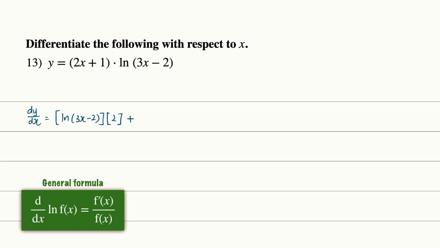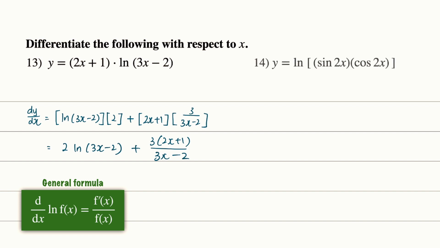Alright, so product rule starts with the letter P, so we're going to put a plus sign over here. Keep the first part, which is 2x plus 1, and differentiate the second part, which is 3 over 3x minus 2. Now we couldn't really factorize any common terms, therefore we will just put this expression as 2 ln(3x minus 2) plus 3(2x plus 1) over 3x minus 2.